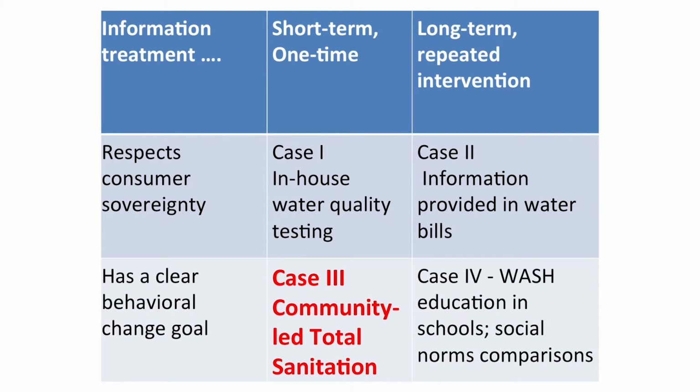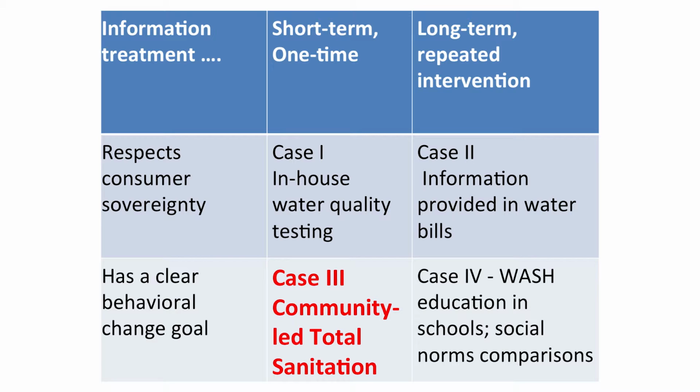Case 3 in the southwest cell of the table is a class of information treatments that provides information to households with the explicit goal of a specific behavioral change, like stopping open defecation. Here, the agency does not necessarily respect consumer sovereignty. Rather, the agency typically will want to do what it takes to change a household's behavior. The information treatment may not be as objective as in cases 1 and 2 because the assumption is that the household does not know its own best interests anyway and would be unlikely to make effective use of objective information.